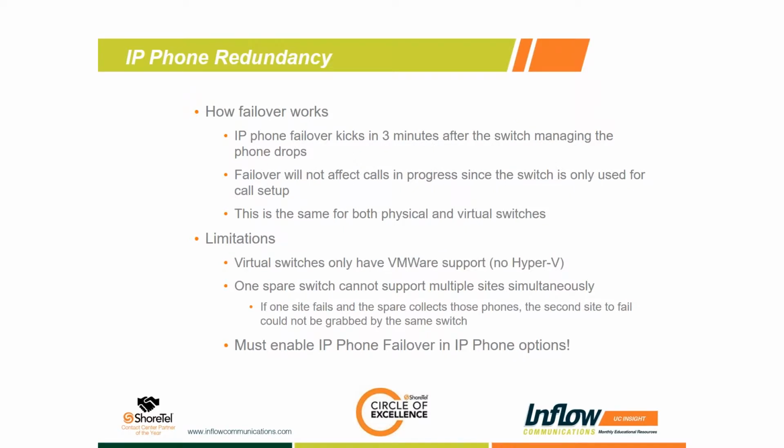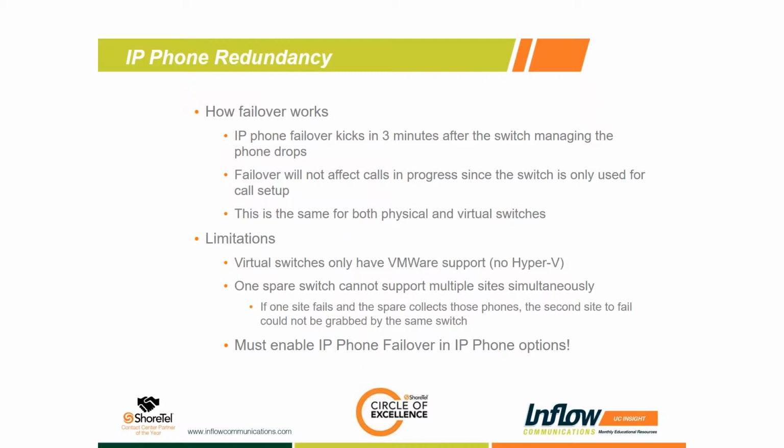How the failover works for the IP phone redundancy is fairly simple. The phones basically poll the managing switch that they have every 3 minutes to see if there is a problem with that connection to the switch. If the IP phone failover is enabled in Director, which we'll get to in a second here, and the switch that's managing the phone is no longer accessible by the phone, it will actually kick a message to the managing switch, or the config switch that's within Director, and say, hey, my switch is down. I need another switch to talk to.